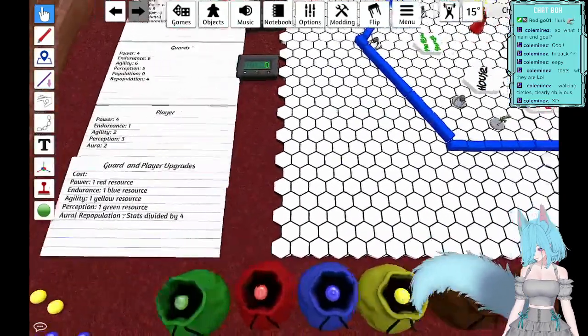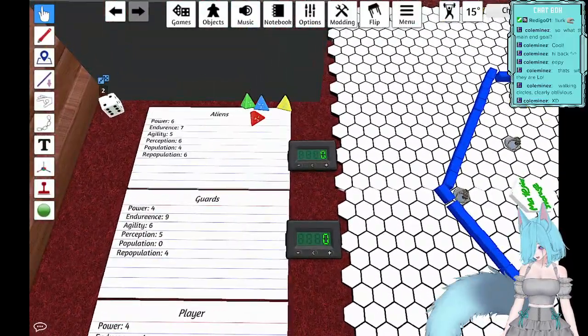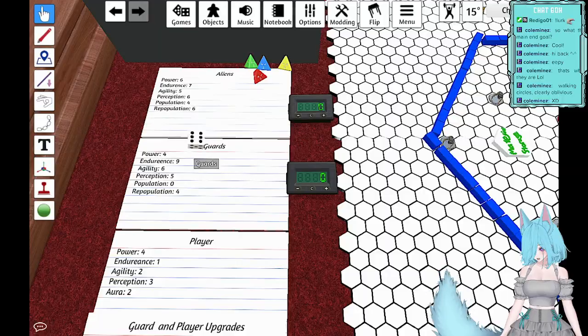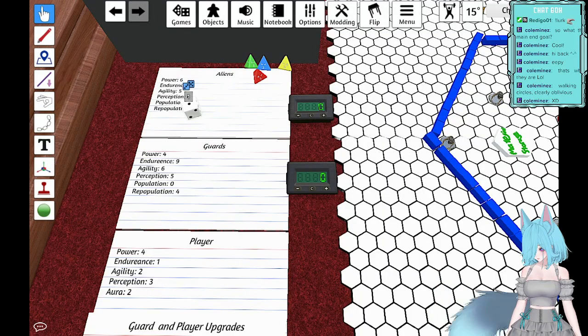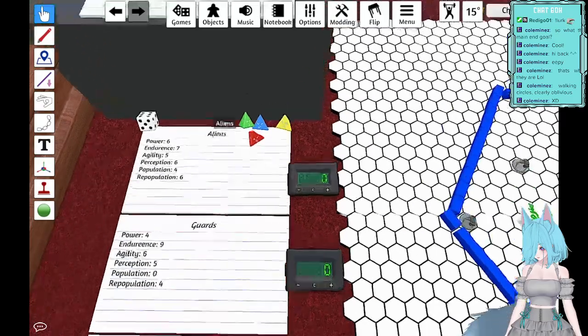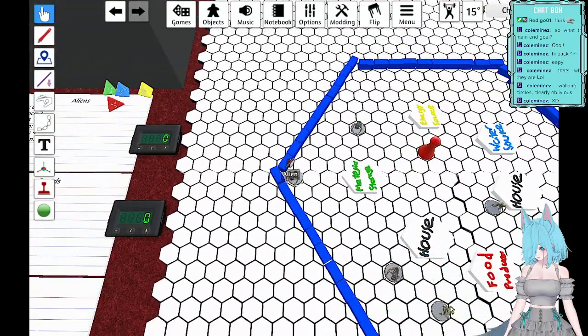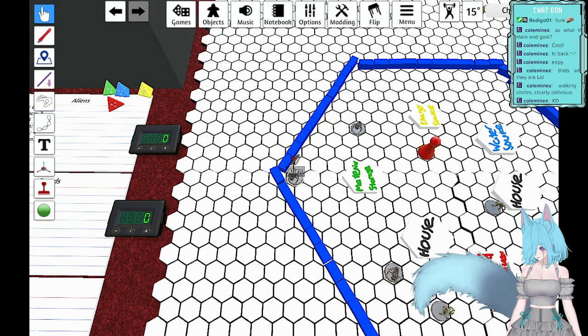And now it's the alien's turn. And let's see what the alien in the corner is doing. No, you can't keep walking there. Yeah, I guess that's the most sensible thing to do.